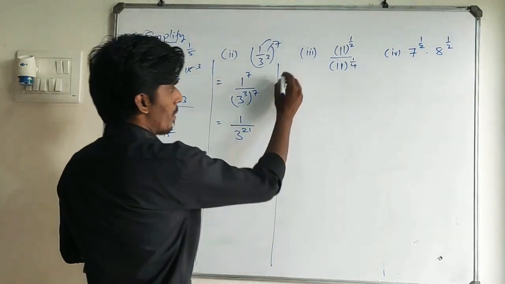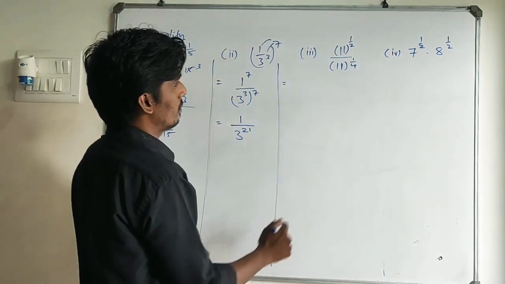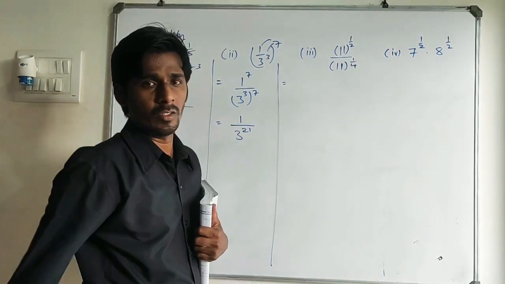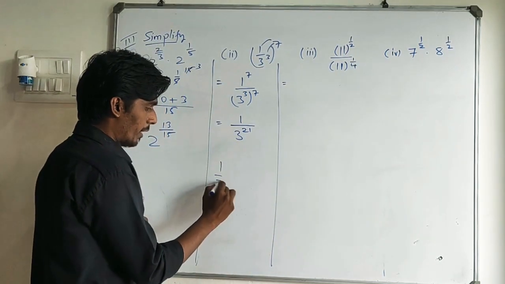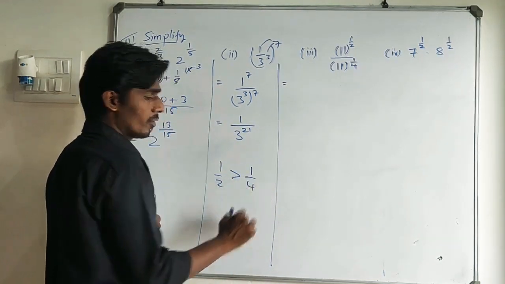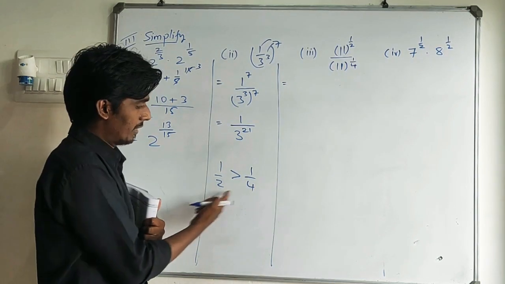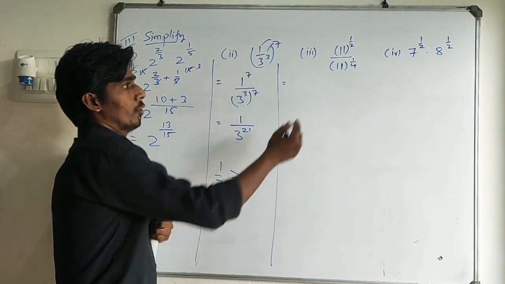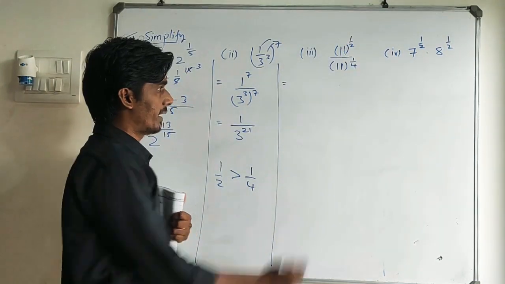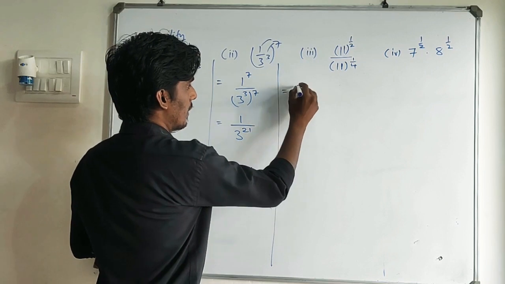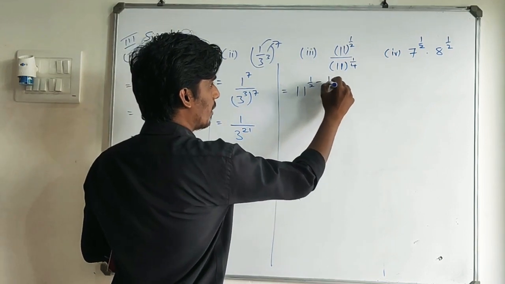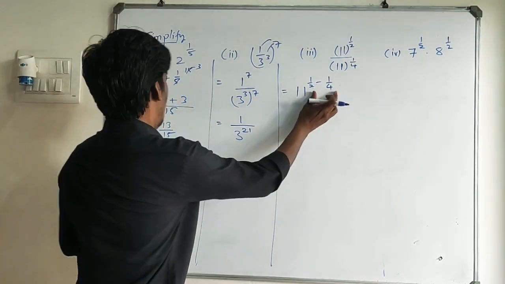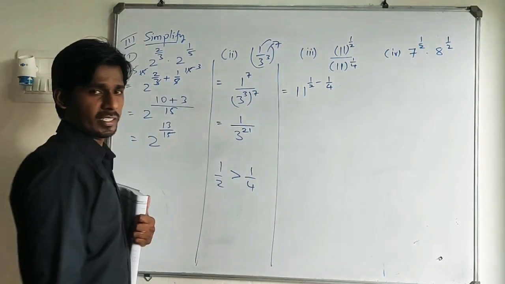Third one, as I told you, now 11 raised to 1 by 2, 11 raised to 1 by 4. You should know 1 by 2 is greater than 1 by 4. This is a half, this is half of half. This is 1/4 and this is 1 by 2. So I'll take the smaller power to the numerator. So 11 raised to 1 by 2 minus 1 by 4. This power goes up, so what will it be? Minus.